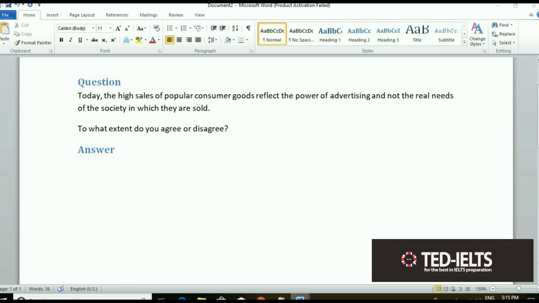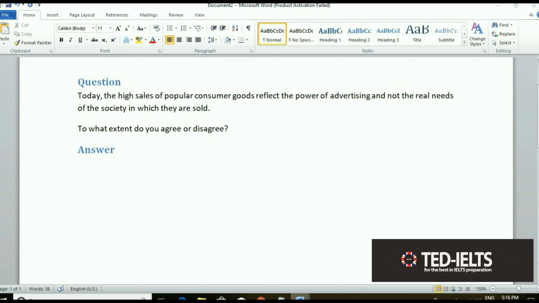So we're going to look at my screen here and we're going to examine a question, and then I'm going to write an essay and try to explain to you what I'm doing and why each of these sentences goes where it does. So let's start by looking at the question. Today, the high sales of popular consumer goods reflect the power of advertising and not the real needs of the society in which they are sold. To what extent do you agree or disagree?